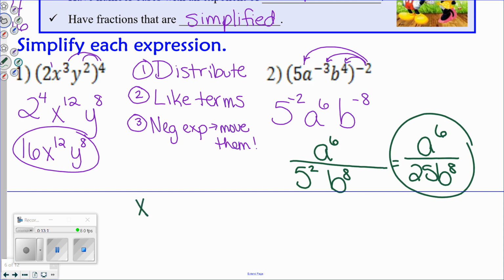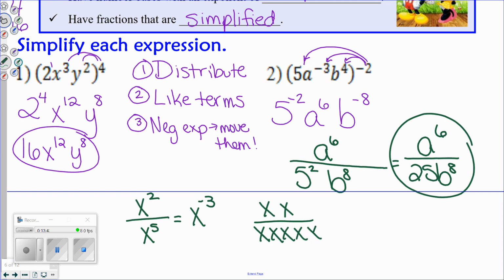If I had x to the 2nd over x to the 5th, we'll come back to the x's example we did earlier. Looking at this, your rules would tell you 2 minus 5 is -3. So you would tell me this is x to the -3, right? But if we worked it out how we did earlier, x over x, and that would be 5 of them. So then you'd be like, all right, I can cancel this one and this one. I can cancel this one and this one. Where are they? They're on the bottom. So that's 1 over x cubed.